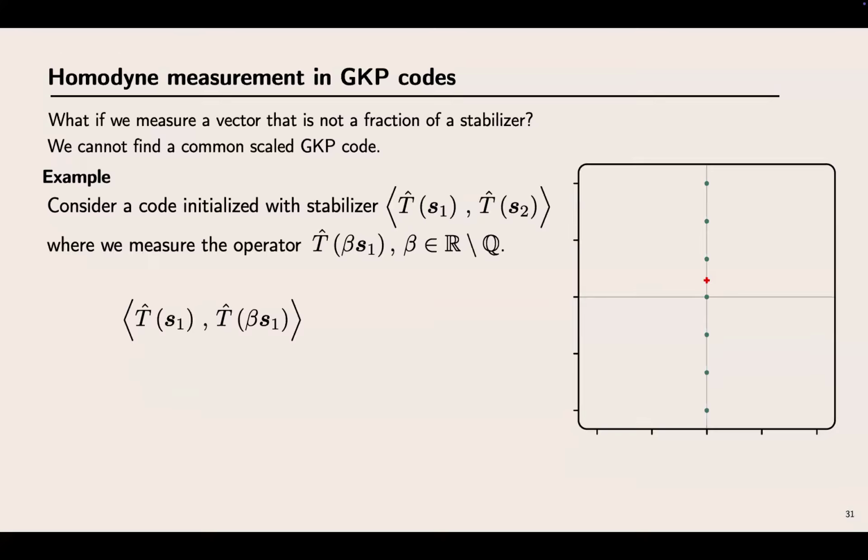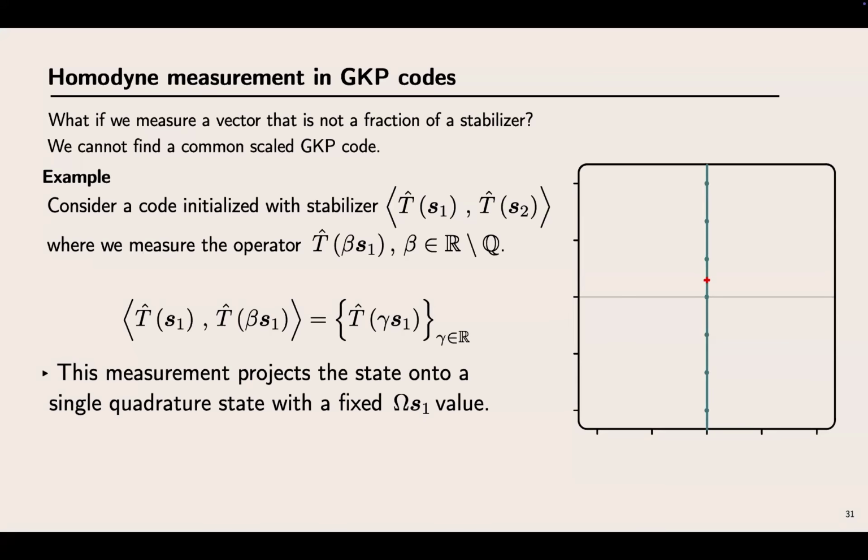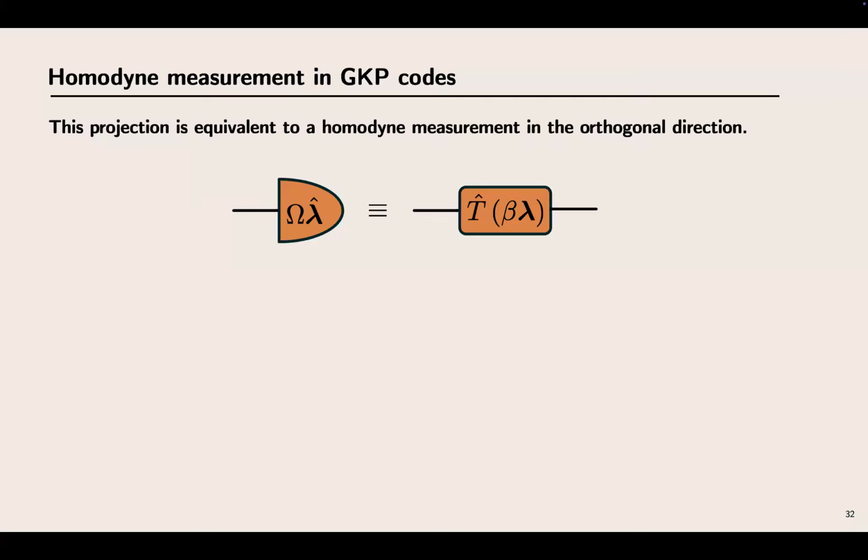And so the stabilizer group is now only generated by two measurements that are actually in the same direction, but one is a natural one, and the other is irrational. And so what we get is that we generate the whole translation on one line here. We can understand that through the Lafayette theory, but what it means is that we have a projection on exactly only one value of omega S1, which means that we do not encode information, but also that it's corresponding to a homodyne detection in the platform.